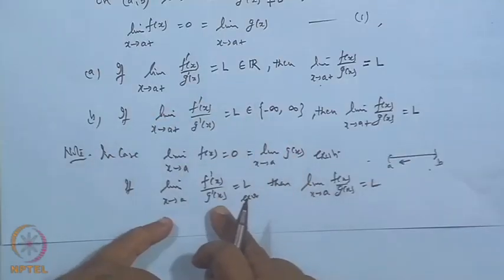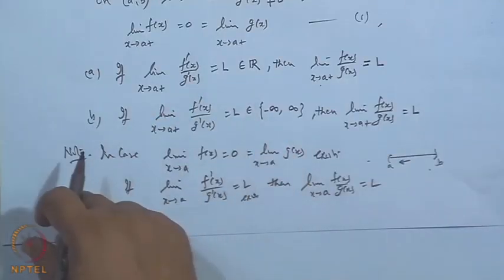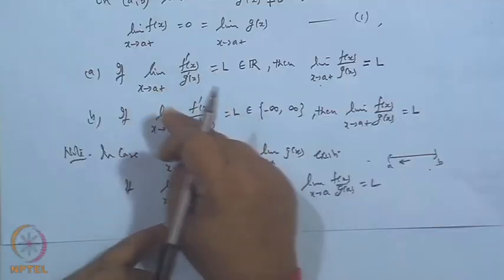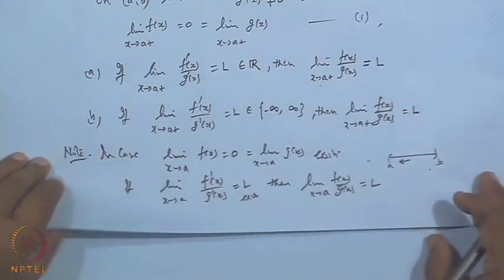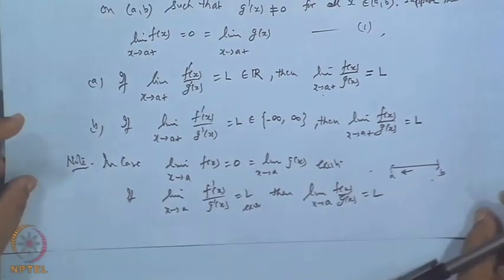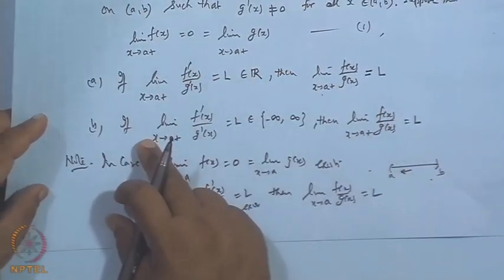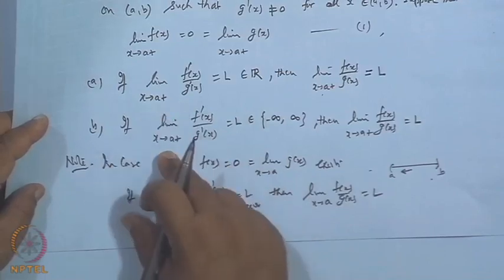If the left hand limit exists, we use this. If the right hand limit exists, we use this. Like this, the result continues to hold good. So, we will establish this proof when the right hand limit exists, okay? And for the other cases the proof is the same. So, let us see the proof.